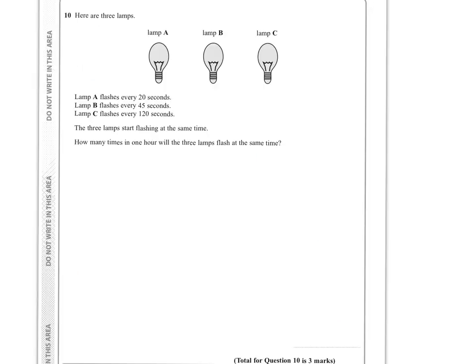Question 10. You're given 3 lamps. You're told how many times they flash in a certain amount of time. So we've got A is every 20, B flashes every 45, C every 120 seconds. So I think this question is going to be looking at lowest common multiple or highest common factor. I think it's going to be lowest common multiple, but let's have a look. I'm going to split the 20 into its prime factors. So 20 is 4 times 5, and the 4 is 2 squared, so it's 2 squared times 5.